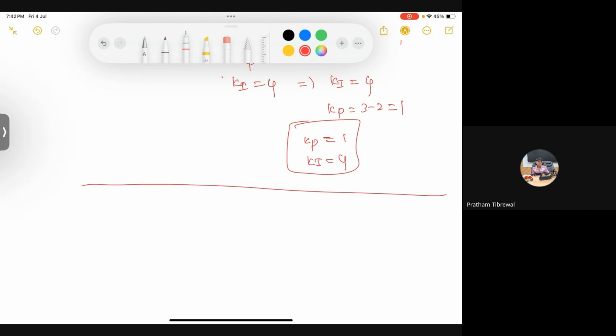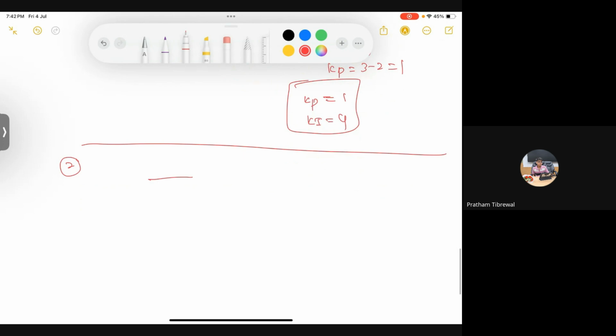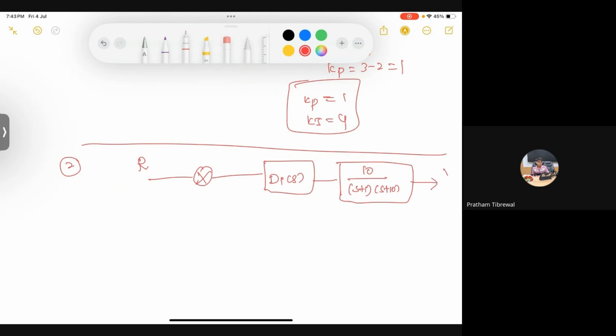Okay. Right. I will just rewrite this system, giving an R. This controller, we are going to find what it is. This is 10 by s plus 1 into s plus 10. This feedback also, I think they have given. Let me check once.